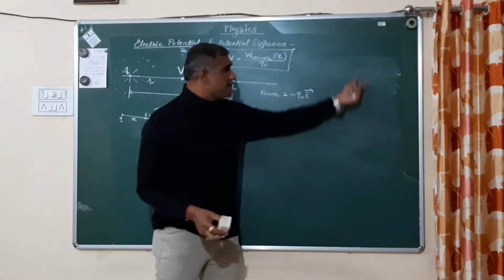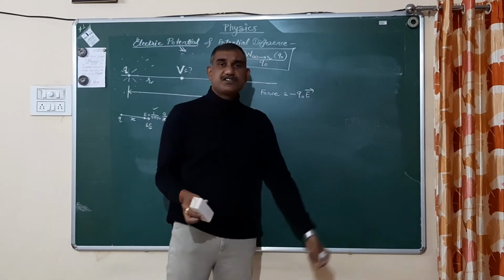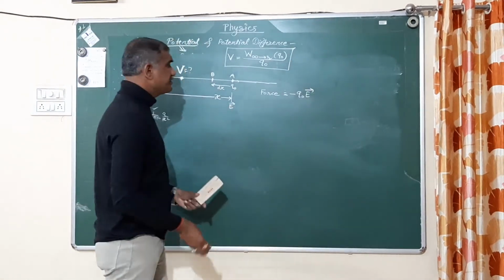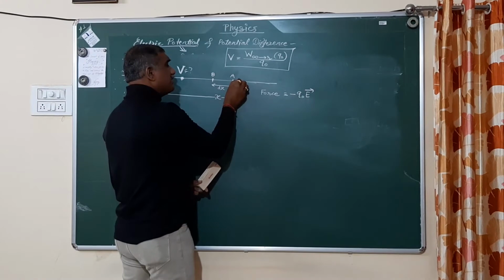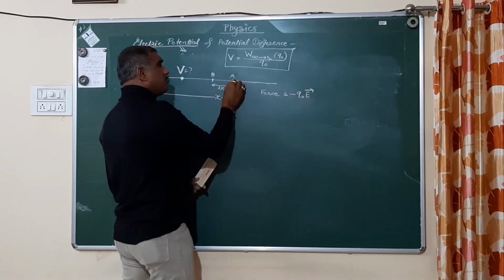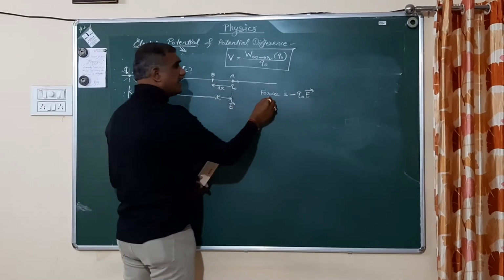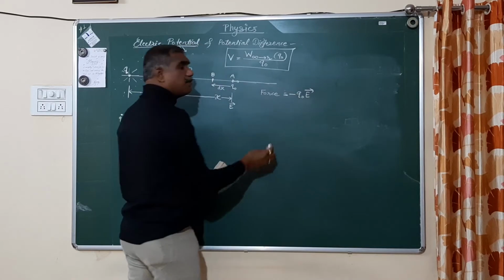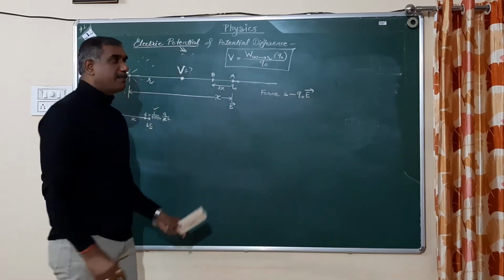Just like the same example I have given you, the duster: the gravitational force acts in the downward direction, and you have to apply the force in the upward direction. Like this, the electric field at this position is vector E acting in the outward direction, but I have to apply the force in the inward direction, and that force is exactly equal to Q0 into E in the opposite direction, and that's why I have written here minus.